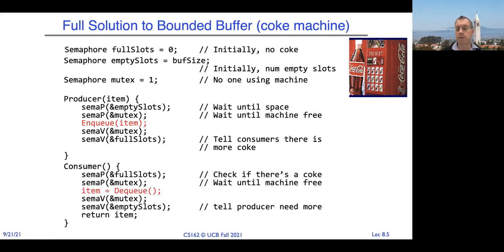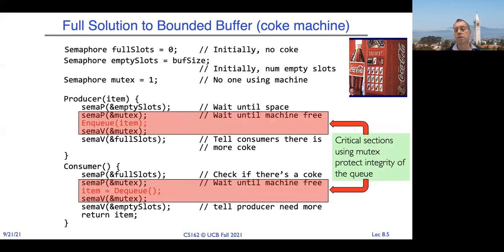And the consumer is very similar. You are waiting for full slots to be greater than 0. This means that there is at least one element in the buffer. So if you have at least one element in the buffer, you can dequeue that element. Again, the dequeue operation is protected by the mutex. And then once you are done, you increment the empty slots because now there is one more available slot in the queue. Okay, and return the item.